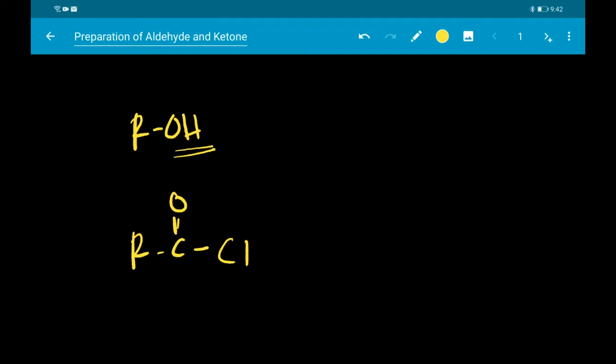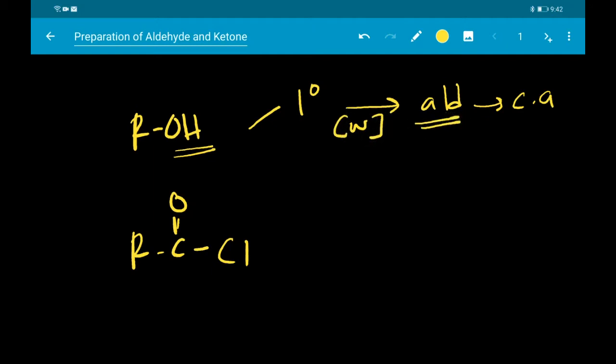If we oxidize a primary alcohol, it will become an aldehyde, which can further oxidize into carboxylic acid. This depends on the type of oxidizing agent we use. If we use a weak oxidizing agent, it stops at the aldehyde. However, if we use a strong oxidizing agent, it goes straight to carboxylic acid.